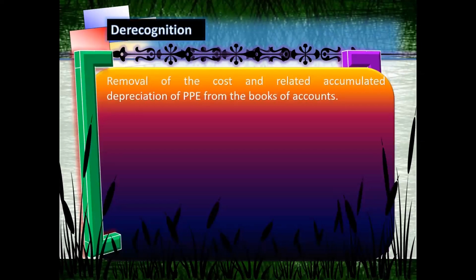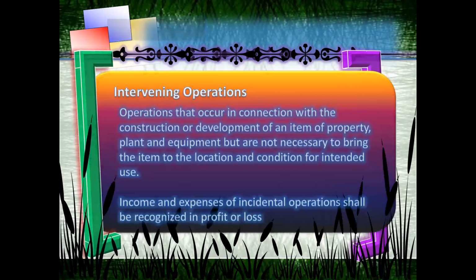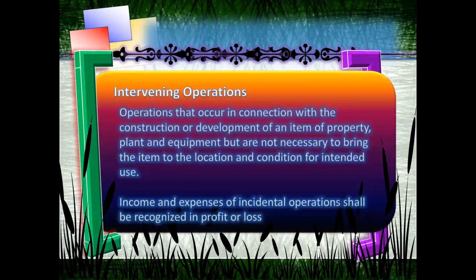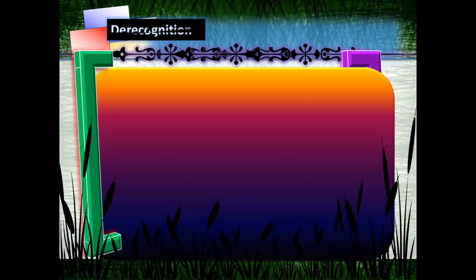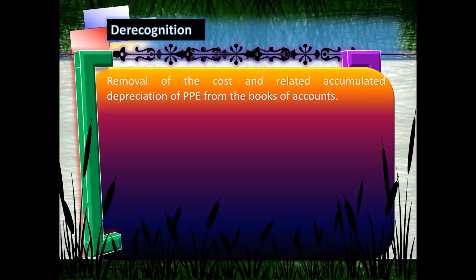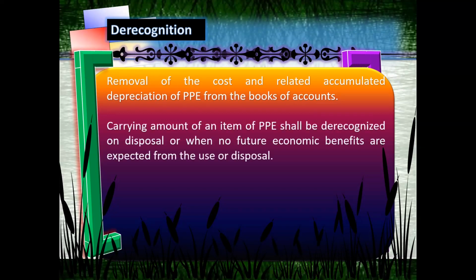Okay? So another thing is the recognition. Actually, tapos na tayo sa mga concepts, no, related to initial measurement of your asset. So let's now proceed to the recognition. So alam niyo ba kung anong ibig sabihin ng the recognition? So pag sinabi natin the recognition, class, is actually the removal of the cost and the related accumulated depreciation of PPE from the books of accounts. So in short, tanggalin na natin sa ating record.